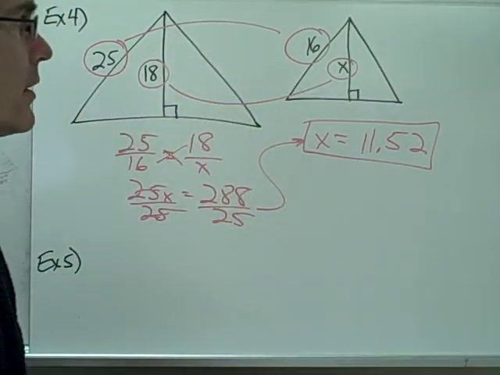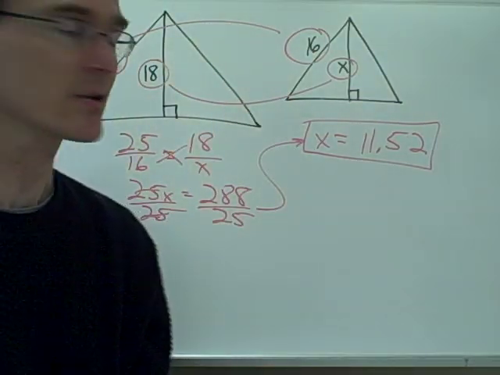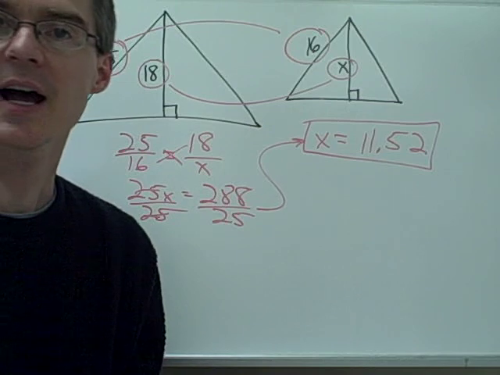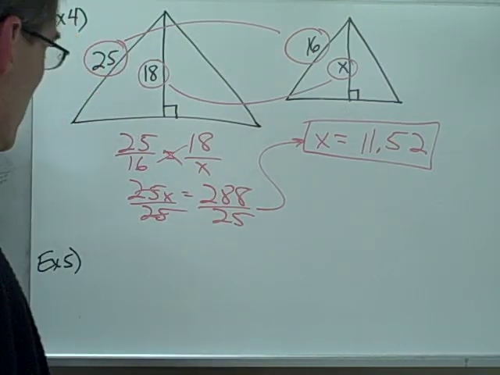And again, example number 5 in your notes is again very similar to this one. It involves the altitudes and setting up a proportion using corresponding sides. So I'm going to let you do example number 5 on your own. Again, if you want to pause the video here to do example number 5.